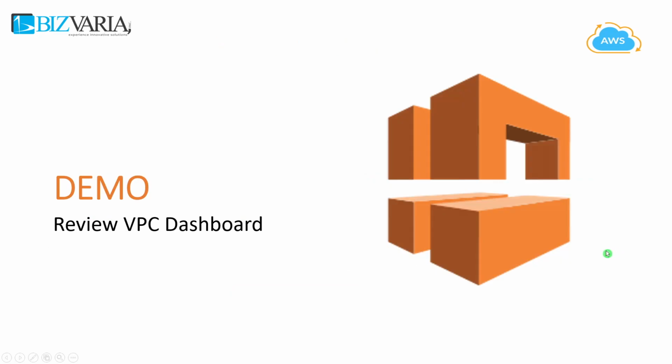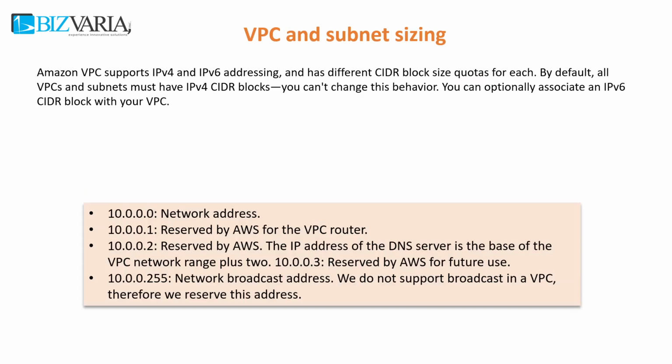This is a demo to review the VPC dashboard I already showed you. So, VPC and subnet sizing. Now I'm going to answer the question you just asked. Amazon VPC supports IPv4 and IPv6 addressing and has different CIDR block size quotas for each. So now we're talking about the quotas, right? By default, all VPCs and subnets must have a CIDR block. You cannot create a VPC without providing this information. You cannot buy a house without knowing how big the house is going to be. You cannot rent an apartment without knowing how big the apartment is going to be, right?